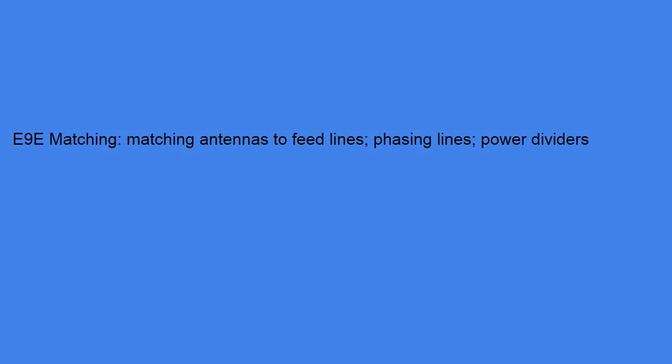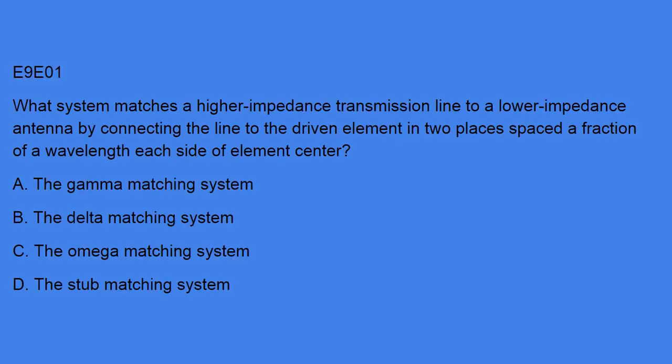E9E, matching antennas to feed lines, phasing lines, and power dividers. E9E01, what system matches a higher impedance transmission line to a lower impedance antenna by connecting the line to the driven element in two places spaced a fraction of a wavelength each side of the element center? The delta matching system.